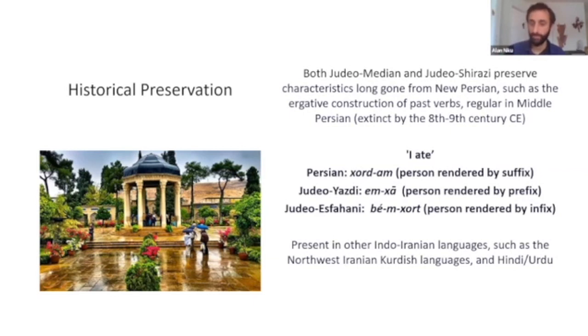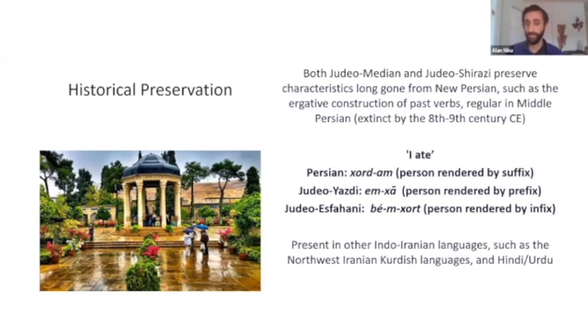So the way you determine who did the eating is with the suffix. So khordam, but if I'm saying you ate, I would say khordi. So that suffix is what changes the person. In Judeo-Yazdi, that same phrase is emcha. Em being the prefix that changes the person, and cha means ate. So I ate is emcha, but he ate is eshcha. So this is now changing with a prefix instead of a suffix.